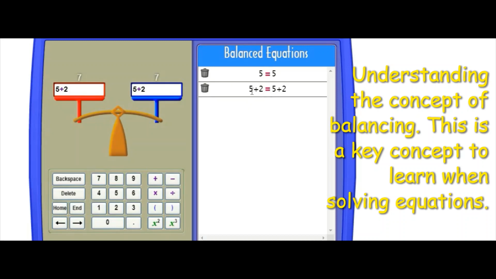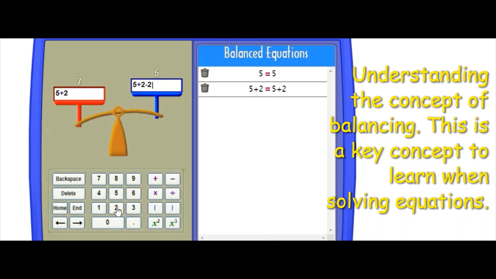Right? So here I have 5 plus 2 is equal to 5 plus 2. And that is true. So that's how you maintain balancing when you are given an equation. Whatever you do to one side, you have to do it to the other side. Let's say that I am going to subtract 2 from this side. If I subtract 2 from this side, note that at this stage my scale is unbalanced, right?